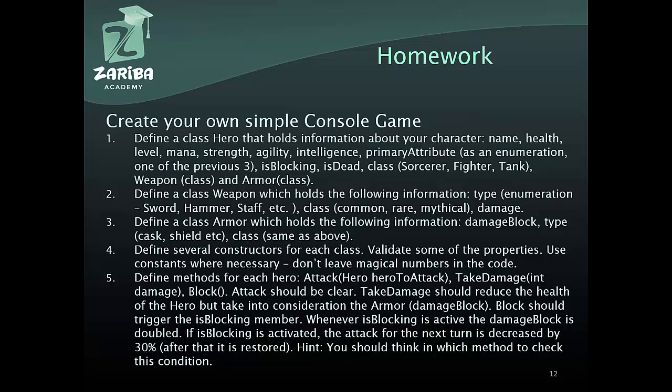So you have to do something similar to what I just did, a bit more. But since it's a homework, you can sit down at home, relax, and it shouldn't take that much time. Okay, so you have to make a hero. He has the following information. You have name, health level, mana, strength, agility, intelligence, primary attribute. So as an enumeration, one of the previous three. You can have a primary attribute, which is either strength, agility, or intelligence. And these are actually the values for the strength, agility, and intelligence.